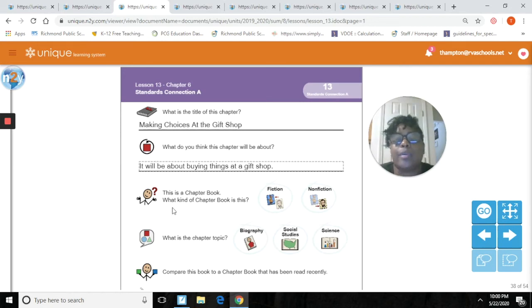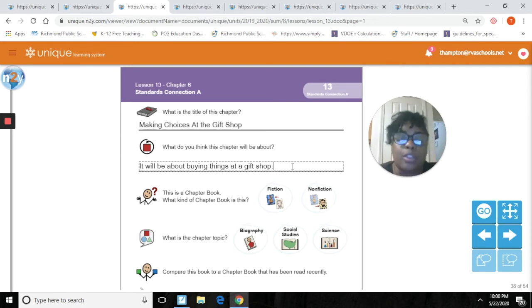Okay, so here we are. This is a chapter book. What kind of chapter book is this? Is it a fiction book or a nonfiction book? I want you to think about these two types of books. A fiction book is what kind of book? Did you say it's a make-believe book or an imaginary book? A book that's not real? That's correct, if you did. What kind of book is a nonfiction book? Did you say it's a book that's based on actual facts, something that is true, that really happened? If you did, you are correct.